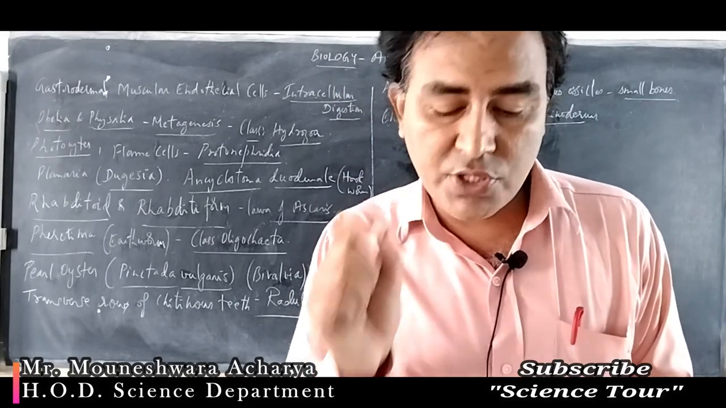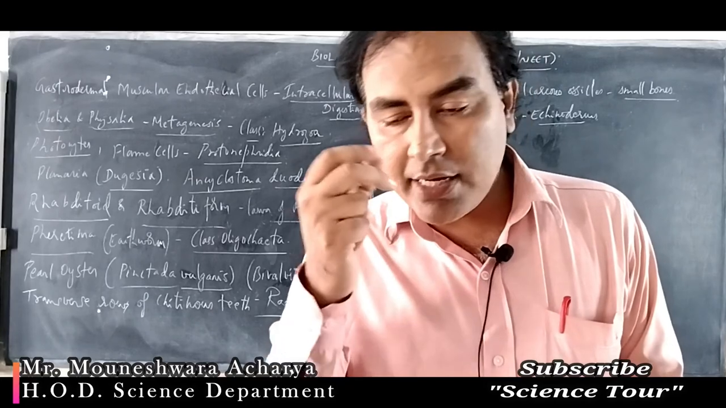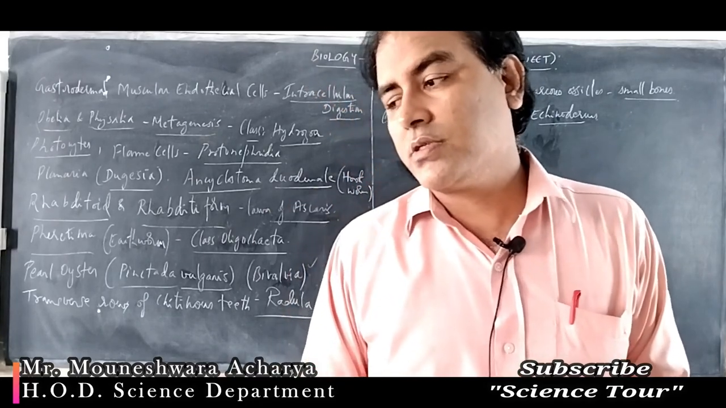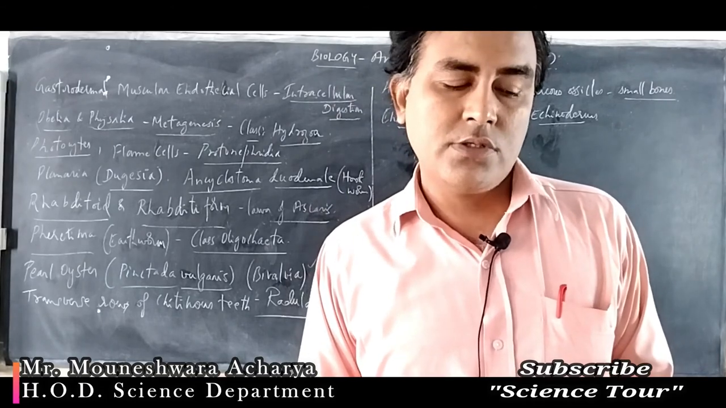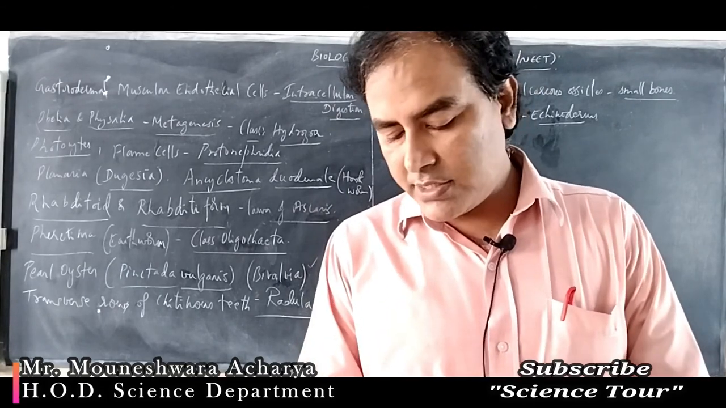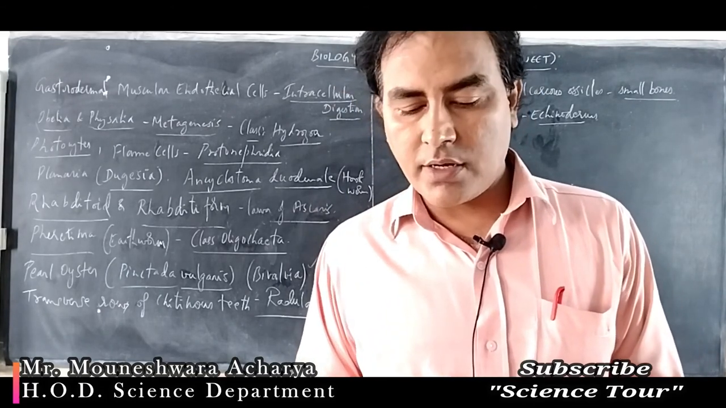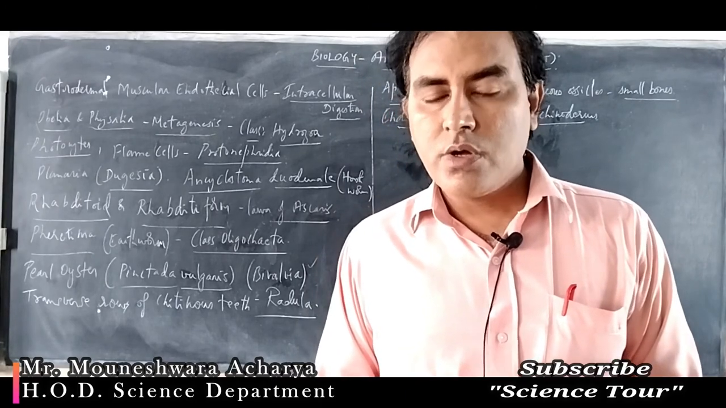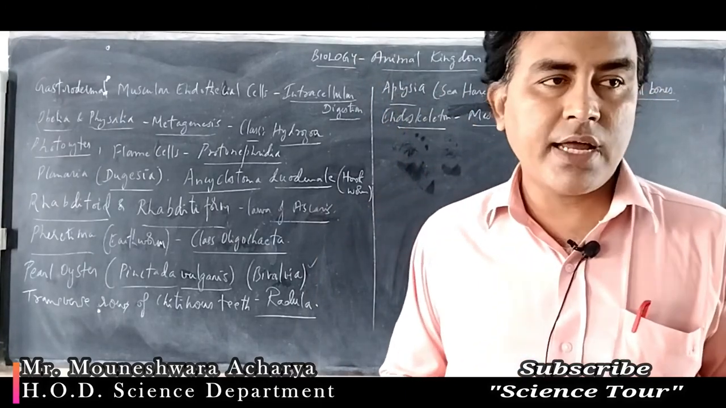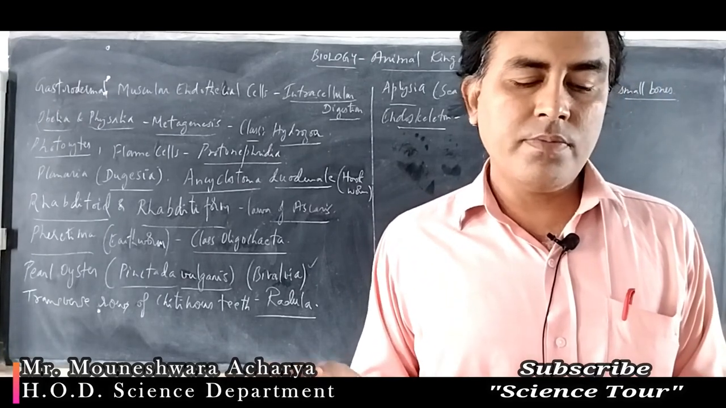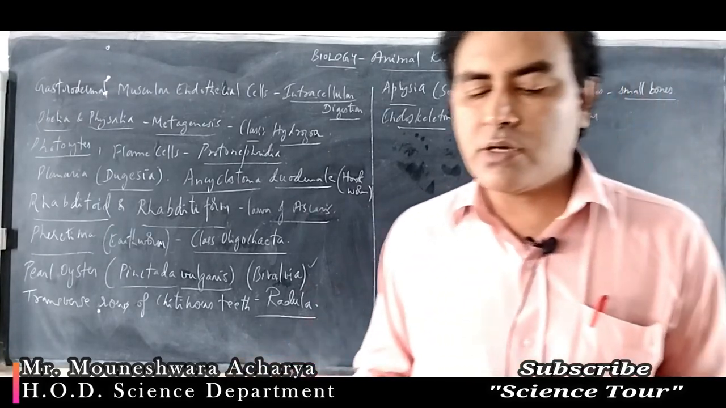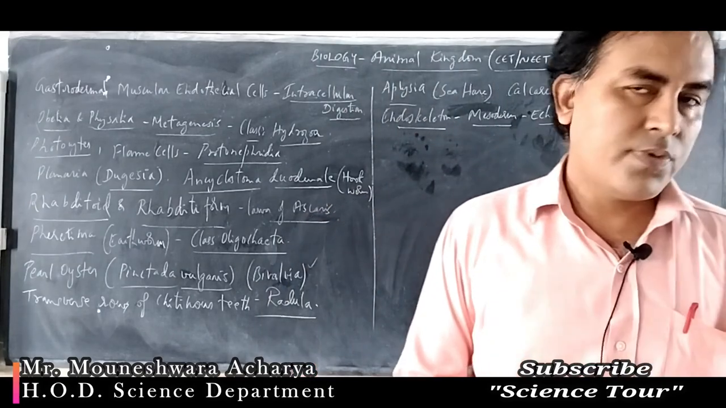Excreted to the proboscis pore at the anterior region of the proboscis. So the right option is the excretory organ. So the proboscis gland will collect the waste from the coelom, and from the coelom it is eliminated out through the proboscis pore.